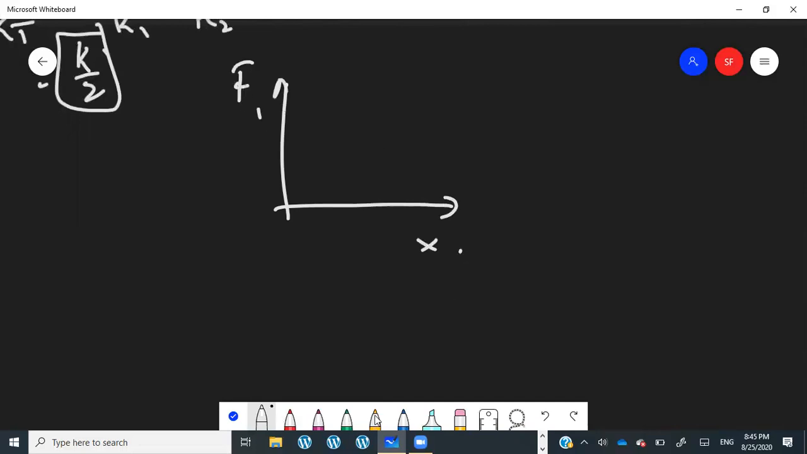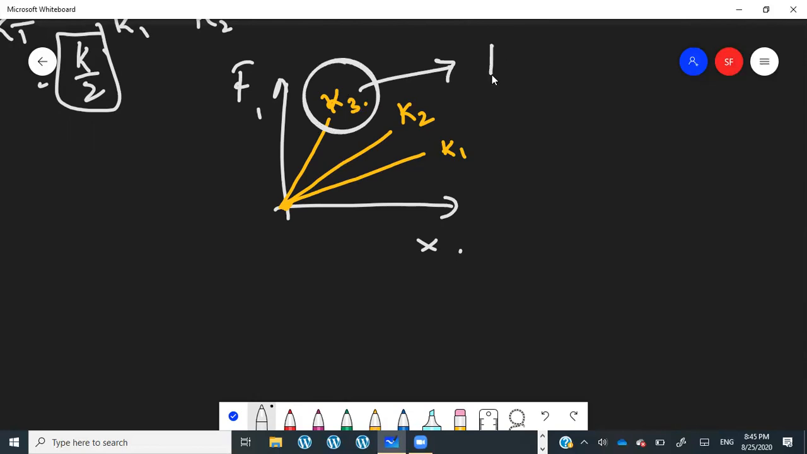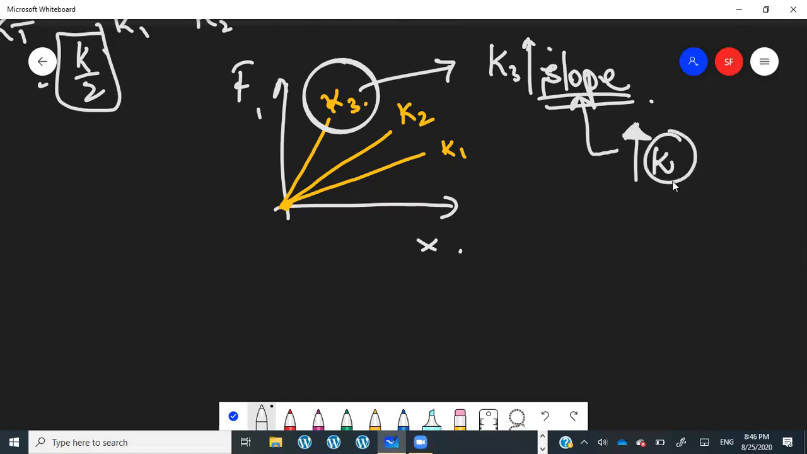Now, I just told you that the graph gradient represents the spring constant. So if I have three lines, K1, K2, and K3, which of these three springs will be the hardest to extend? K3. Reason? Because it has the highest slope. High slope means what quantity is high? The spring constant. Yep, high spring constant, correct.